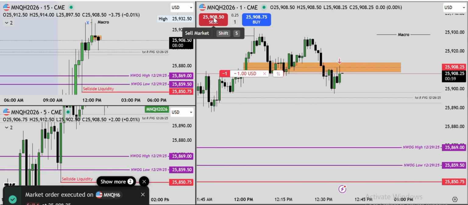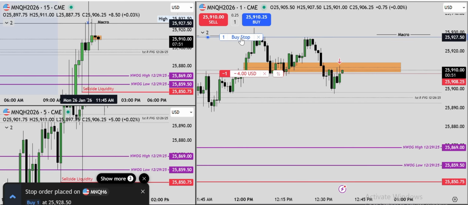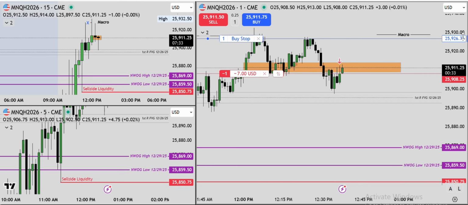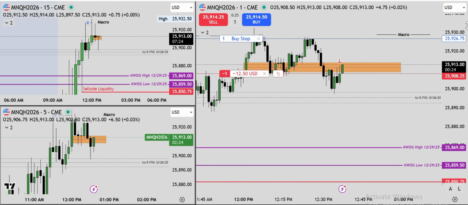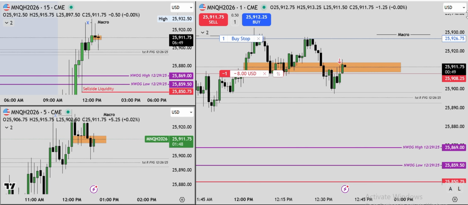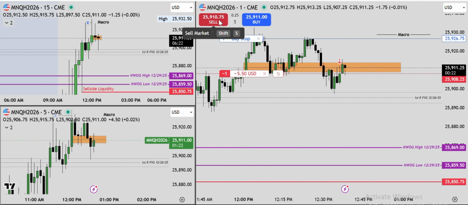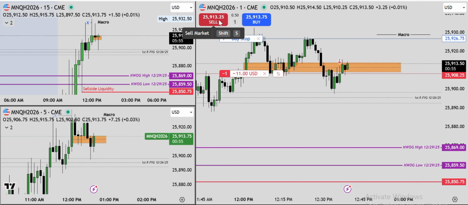Going short on the NASDAQ during the 1250 110 macro. This is a 1 minute chart. We're also using a 5 minute and a 15 minute as well, just to gauge price action on the higher time frames.